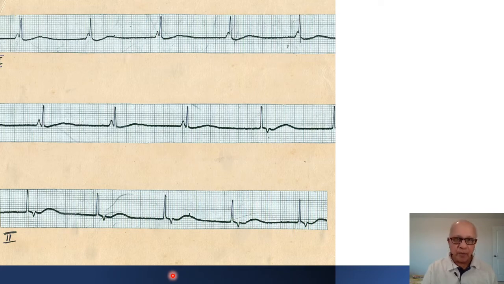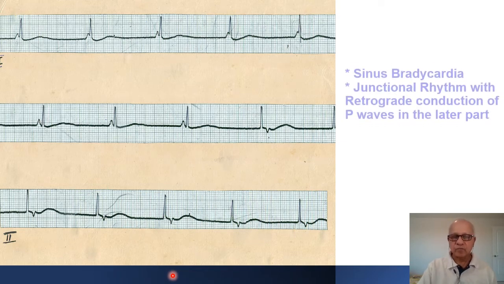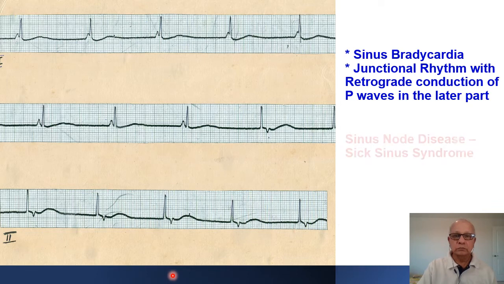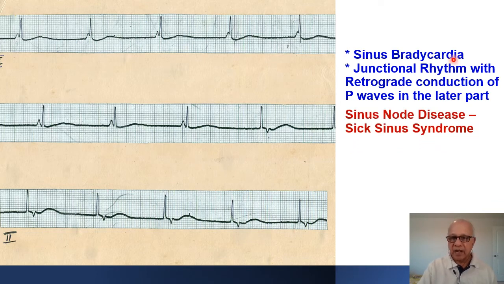So the treatment of course would be a permanent pacemaker. To maintain the atrial boost, I would always recommend for this patient a dual chamber pacemaker where the atrium and the ventricle are stimulated sequentially one after the other so that the atrial boost is maintained. I hope it is clear. You can listen to this part of the slide once again. We will go on to the next slide. The diagnosis: sinus bradycardia, junctional rhythm with retrograde conduction, sinus node disease and sick sinus syndrome.